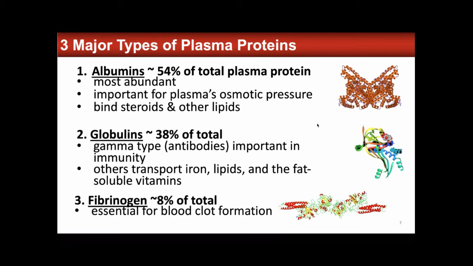Then we have globulins, which are, you guessed it, sort of globe-shaped. Gamma globulins are a kind of antibody that are really important in immune system function. Other globulins are important for transporting nonpolar materials and transporting iron. So we're going to talk more about hemoglobin, which is the globin that transports oxygen. And that's the one that is in our red blood cells.